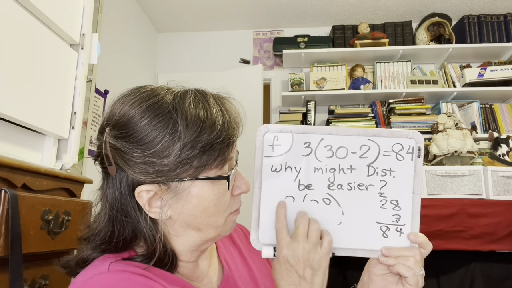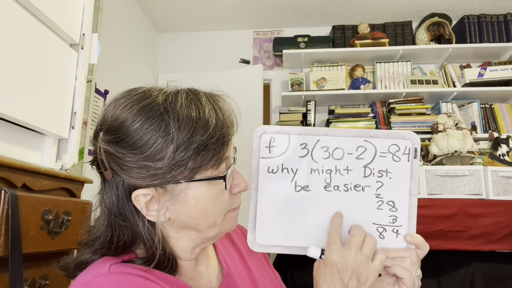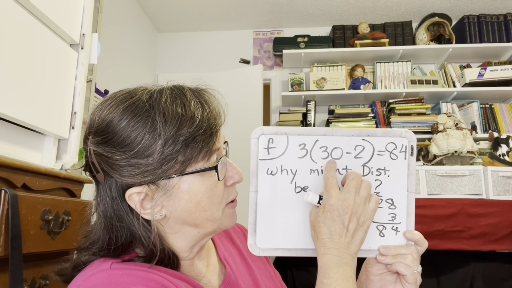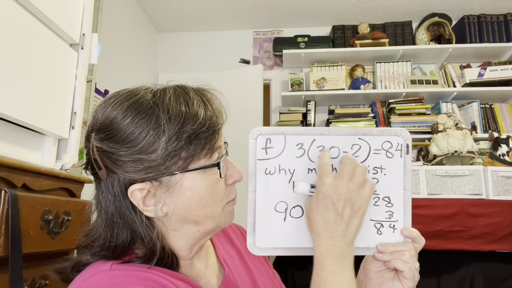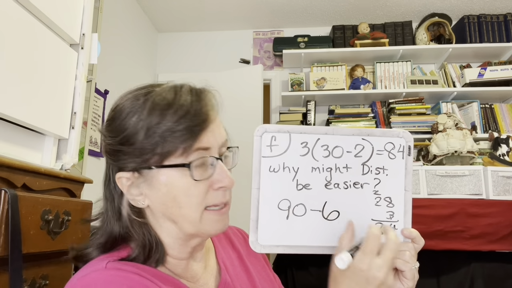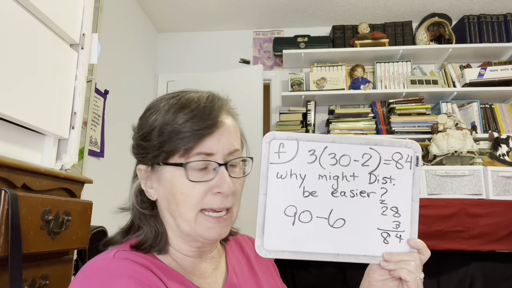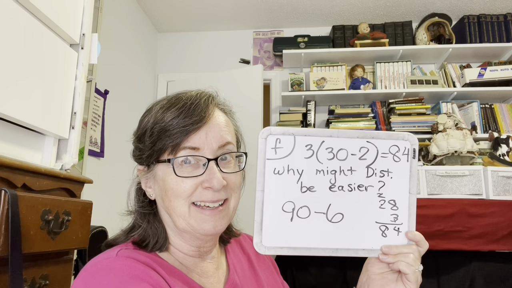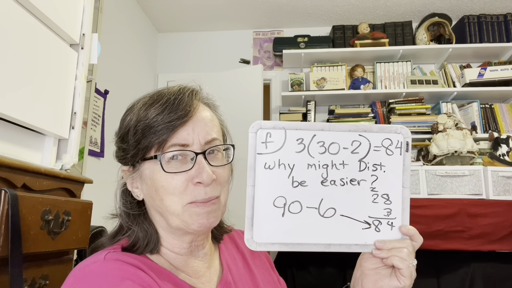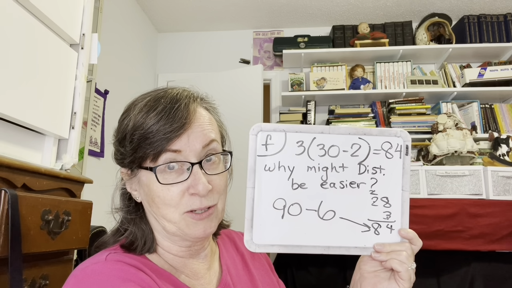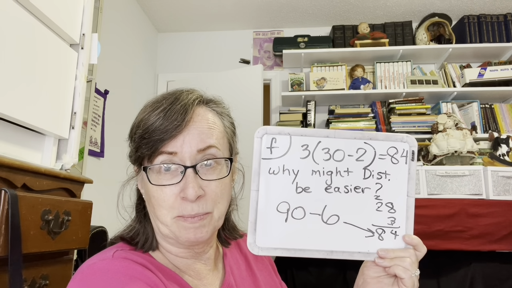So let's distribute it. 3 times 30 is 90, minus 3 times 2 is 6. Oh, it's easier for me to take 90 minus 6 and still get 84 than it is for me to multiply 28 times 3. It's just faster for me.